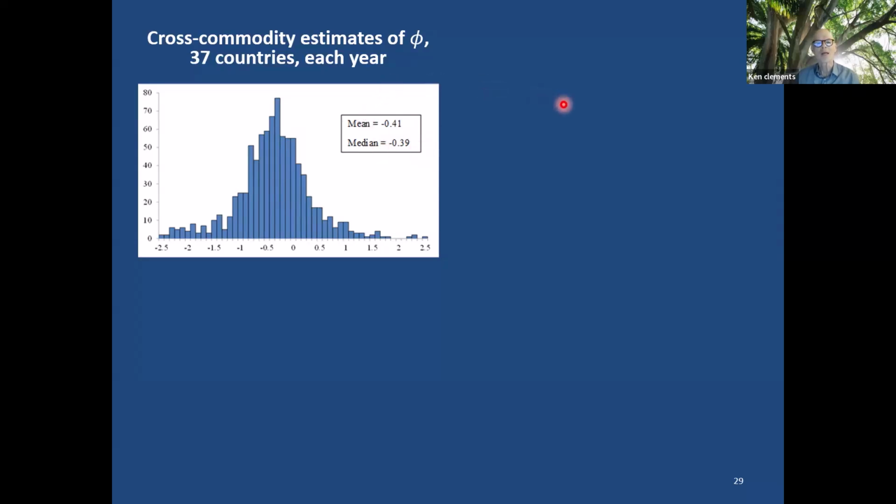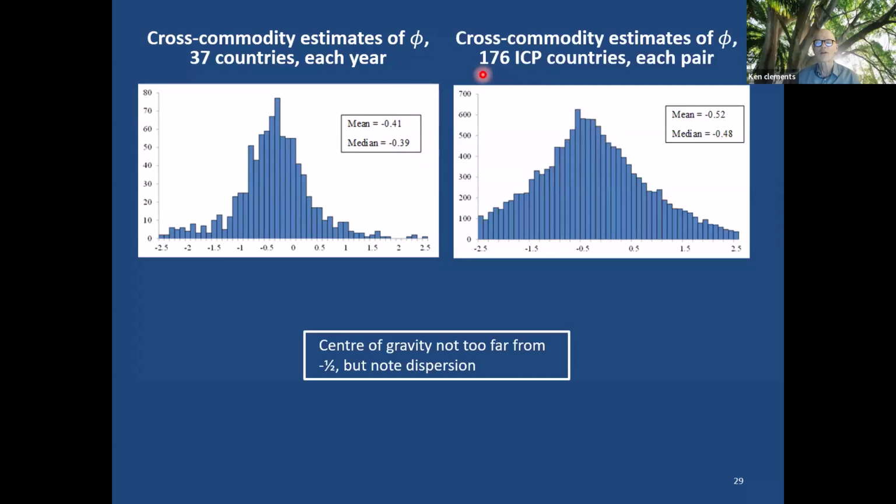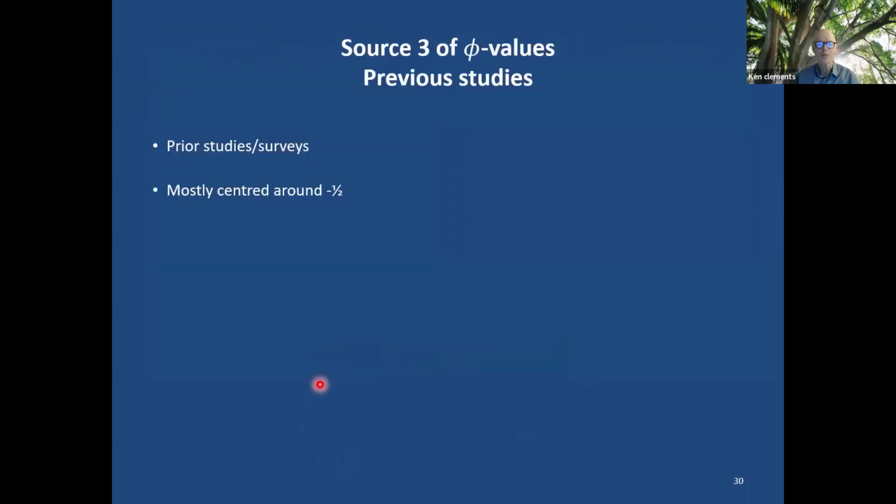And if we apply exactly the same methodology, but now to the 176 countries of the ICP, the International Comparisons Project, for each pair of countries, we get a similar histogram, lots more pairs of countries. Now, mean of -0.52, median of -0.48, pretty close to -0.5 or close enough to -0.5.